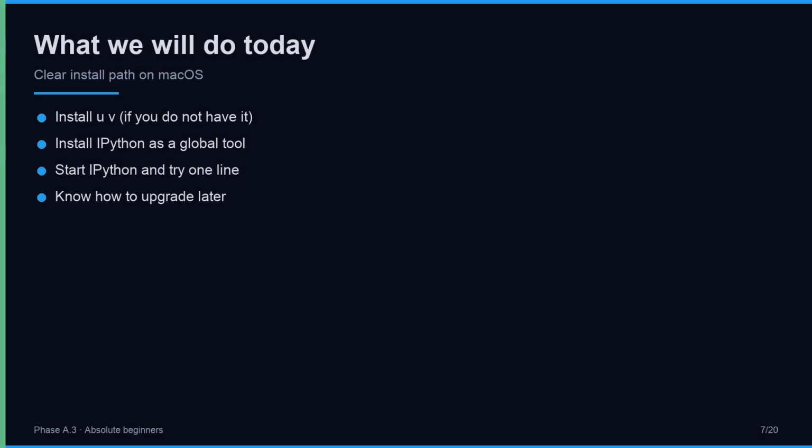Today's path: make sure UV is installed. Install IPython as a global tool with uv tool install. Start IPython, try one simple line, and know how to upgrade later. There are 2 install options for UV, pick one. Especially remember, install UV if you do not have it. Let that settle, then we take the next small step.